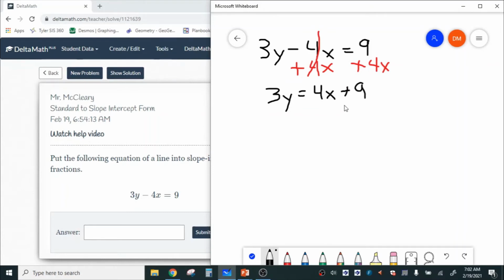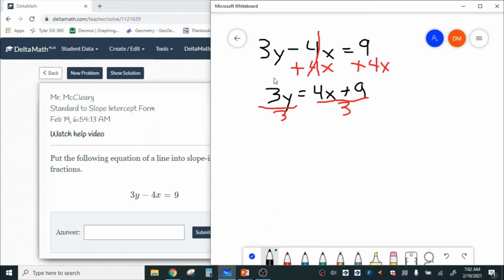Okay, so step two was we need to isolate this y term. We need to get y all by itself, and we can do that by dividing by 3. And we need to divide both sides of the equation by 3, and this is where we need to be really careful. When we are dividing both sides of the equation by 3, that means we are dividing every single term. So all three of them we're dividing by 3.